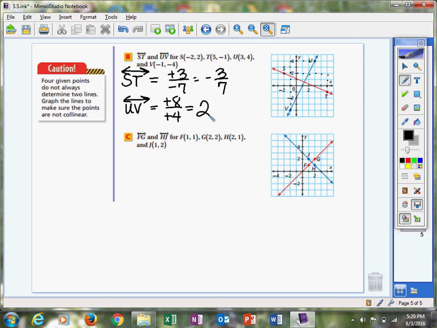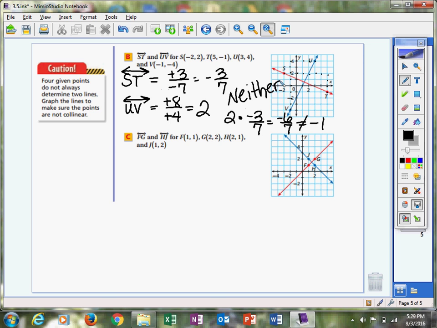Do those appear to be opposite reciprocals? And the answer is no. The slopes are not the same, and so the lines aren't parallel, and the product of our slopes does not equal negative 1. If you multiply 2 times negative 3 sevenths, you're going to get negative 6 sevenths. That does not equal negative 1. So I would have to classify this as being neither, not parallel, not perpendicular. It's neither. Okay?